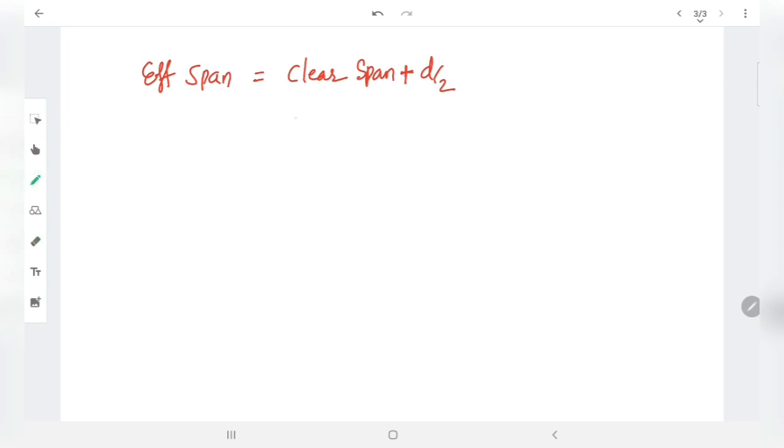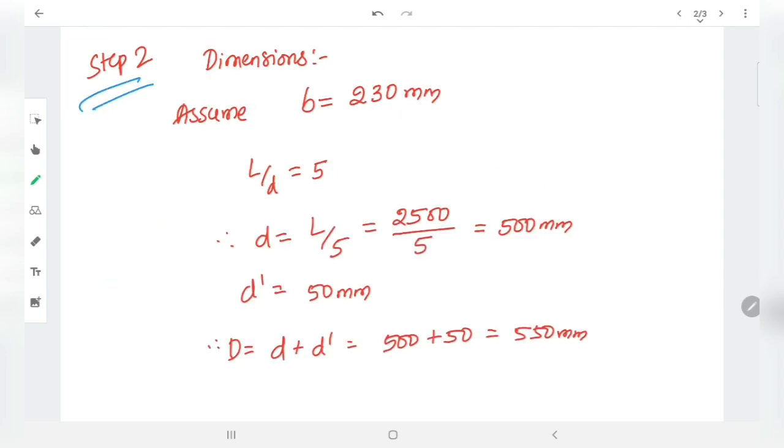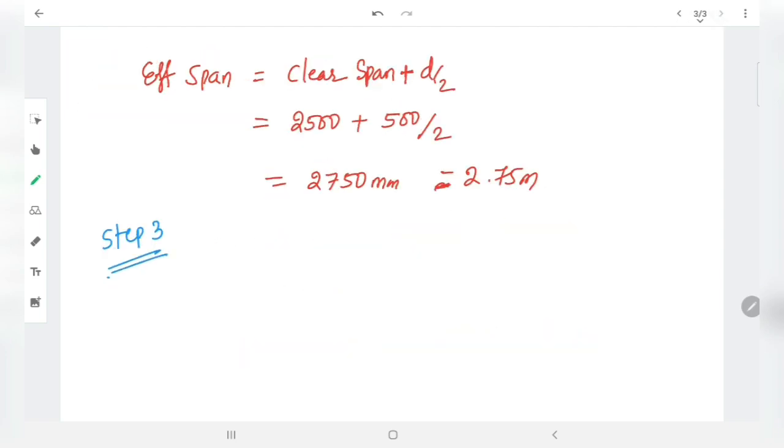So I will be calculating clear span plus effective depth, small d, 500 mm, divided by 2. It is nothing but 2750 mm, which is equal to 2.75 meter. In this way we will be calculating the effective span and the dimensions of the beam. This was step 2, and the next one, step 3, is load calculation.